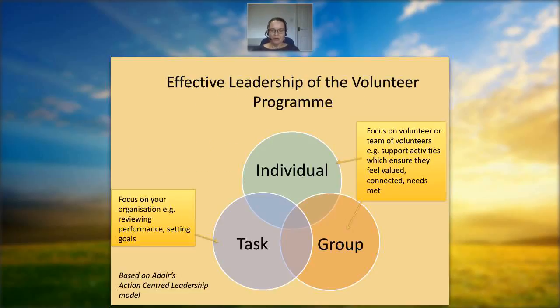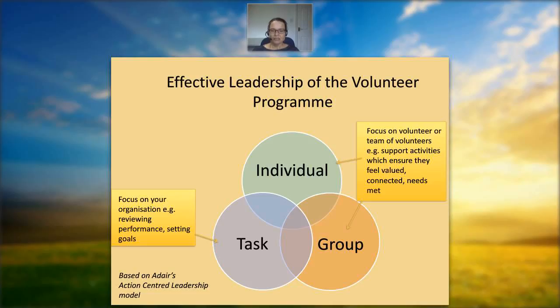here. So I would say that the three parties that are involved in the volunteer programme are the individual themselves, it is the group of volunteers, and it is the task, i.e. the organisation, and what it is wanting from the volunteer programme. So each of those parties that are involved within that have their own set of needs.